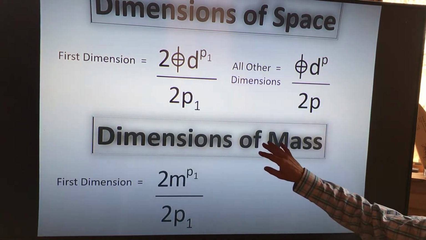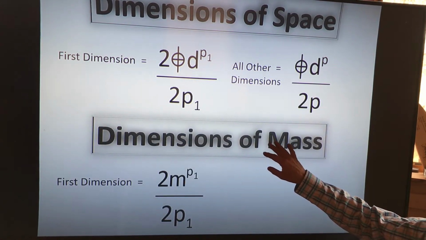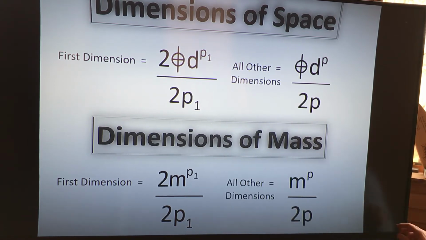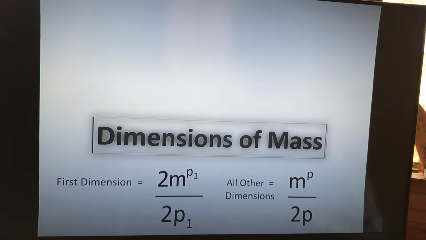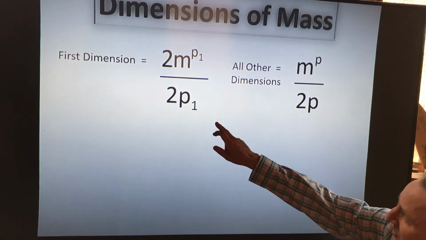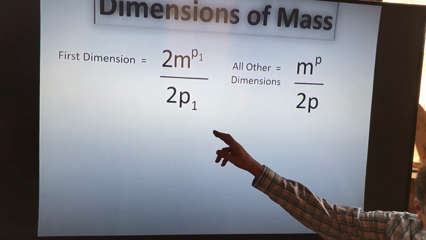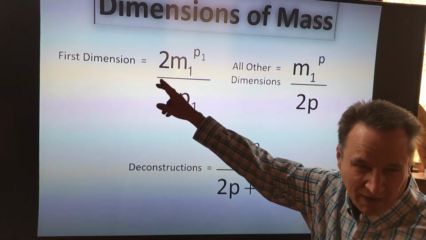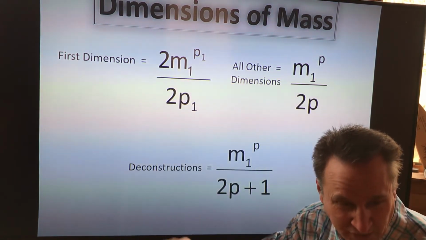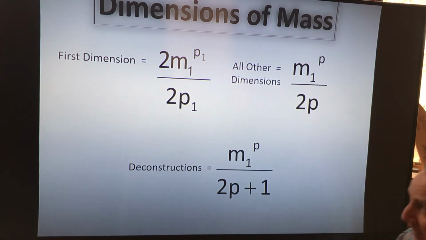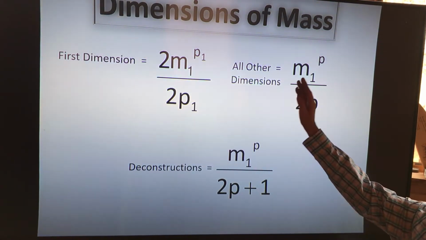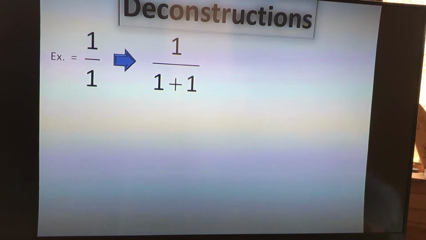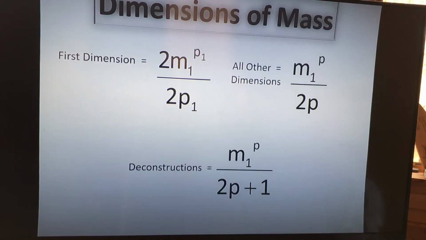So now we can start talking about dimensions of mass in the same way that we talk about dimensions of space. The first dimension of mass is in the exact same form of equation as the first dimension of space, with the extra 2 out front for only the first one to denote that it's unique and the first, and all others are just m to the p over 2p. I'll go back to that in a second.